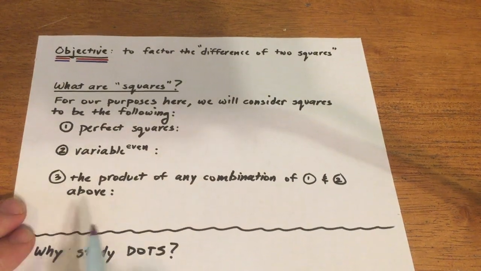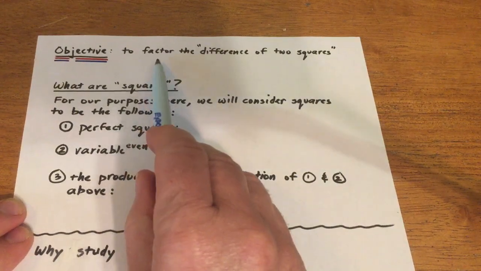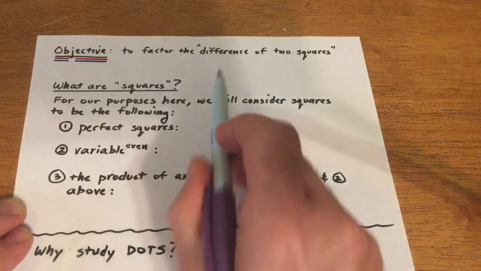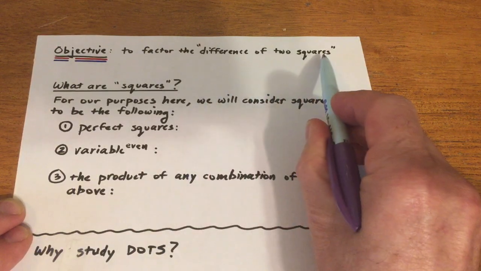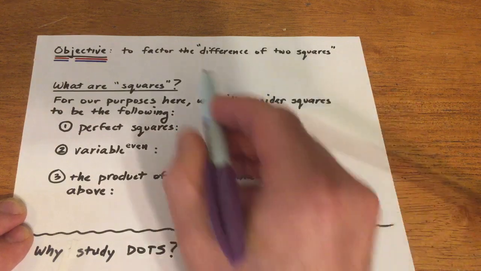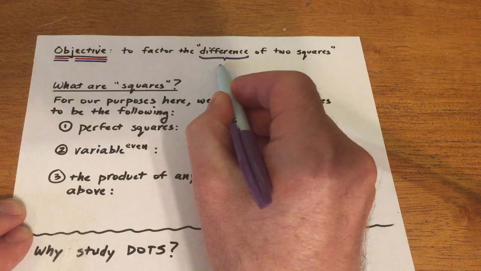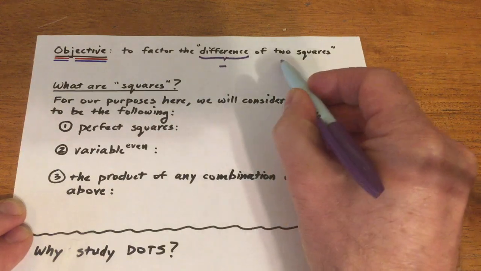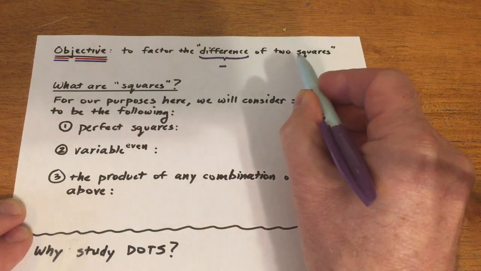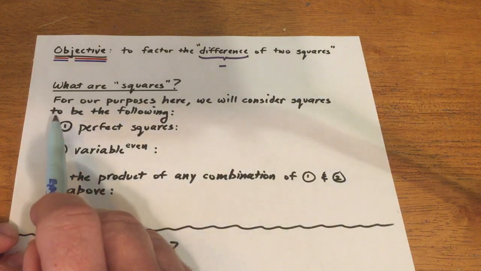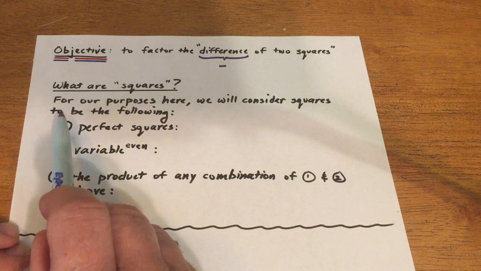All right, ladies and gentlemen, our objective today is to factor the difference of two squares. Let's take a look at the words here because this phrase, difference of two squares, is important to understand. What does the word difference mean? Well, hopefully you thought of the operation minus. What about squares? What are squares? Well, let's take a look at that because that'll be interesting and important to know.